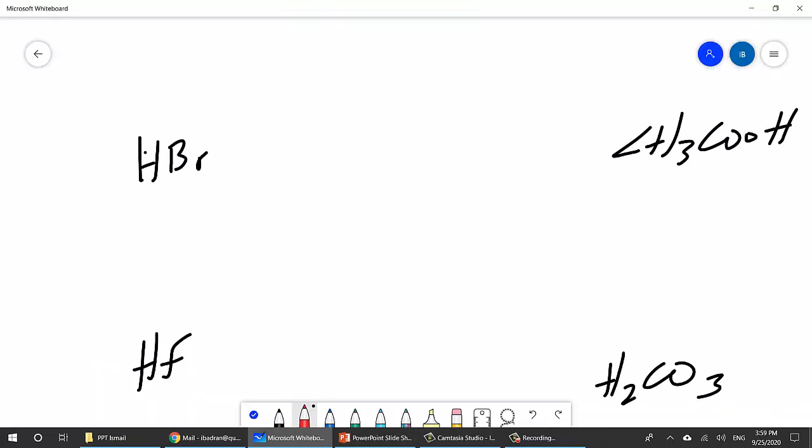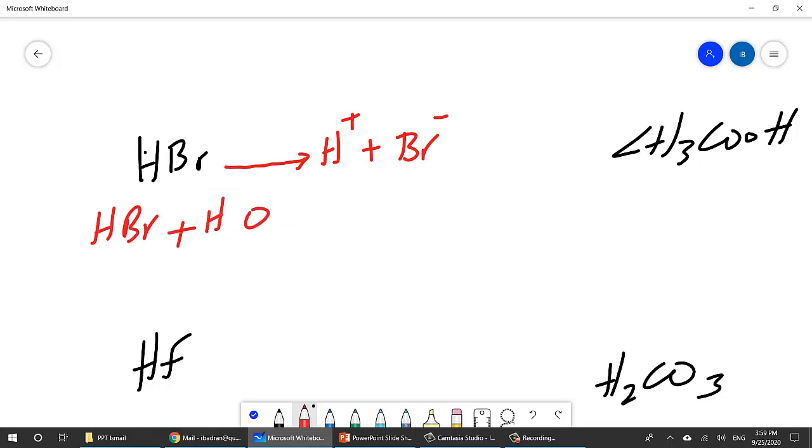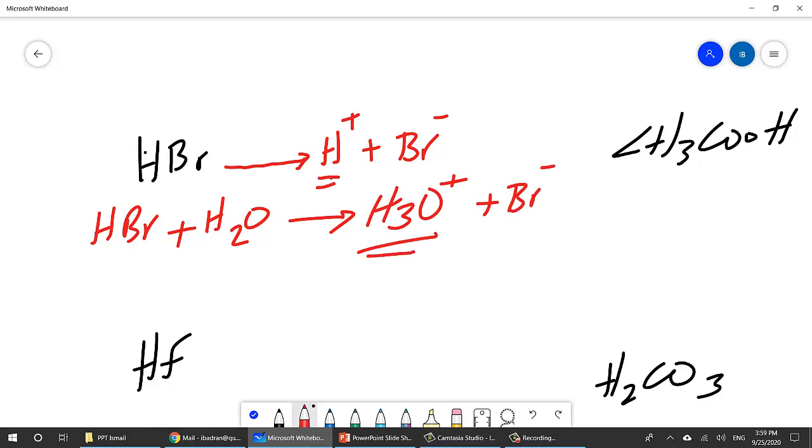So here we have HBr, which, as you know, is a strong acid. When you put HBr in water, it should dissociate into H plus and Br minus. You can write this equation as HBr plus water liquid forming H3O plus, which is the hydronium ion, plus Br minus. So saying hydronium ion or H plus is equivalent.